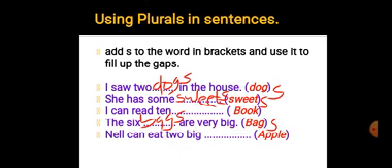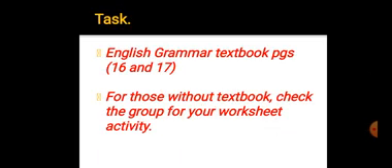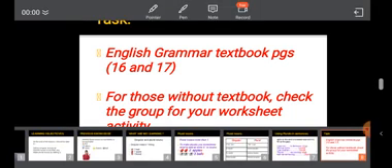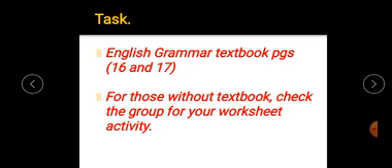We're not done yet. Now our task, we have been able to do this together. For those that have textbook, you can open to your textbook page 15. You see everything that we have discussed. It is on page 15. For those that have their textbook, your task is on pages 16 and 17. You have to write S after the word to mean more than one. That's your task. Pages 16 and 17 of your English grammar textbook.